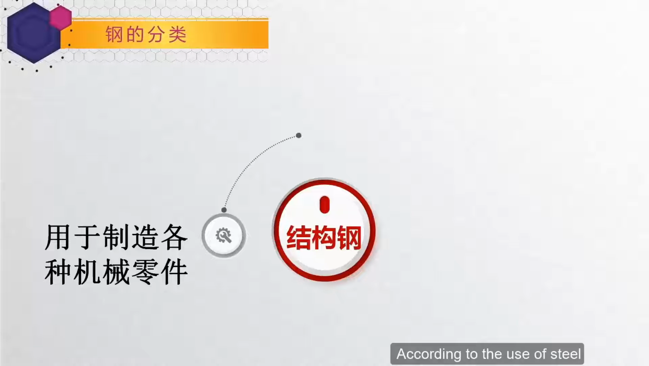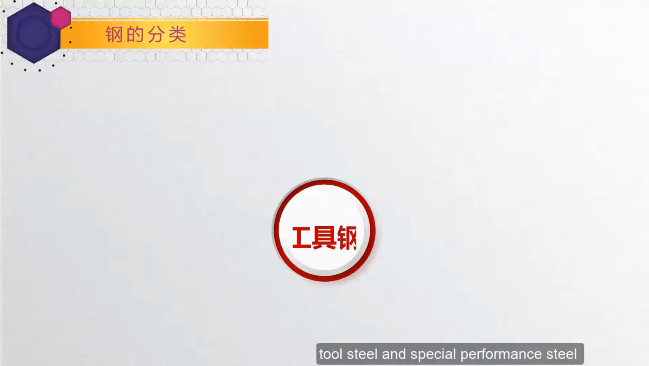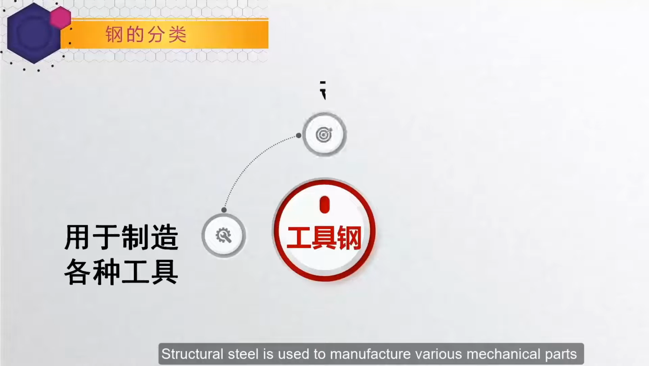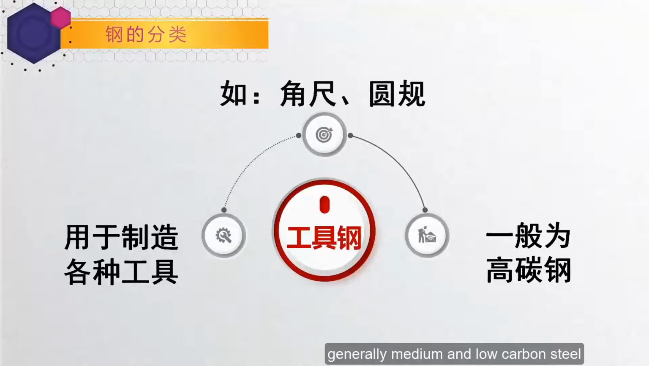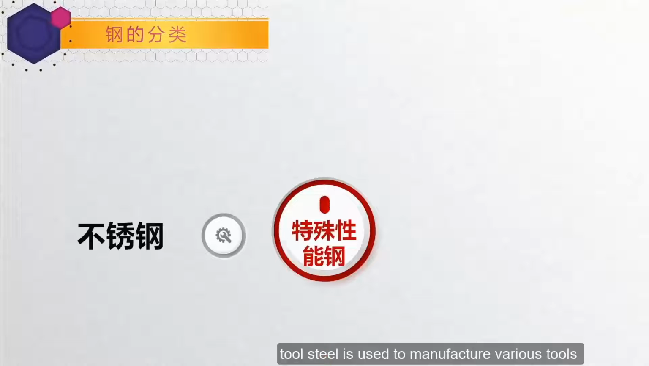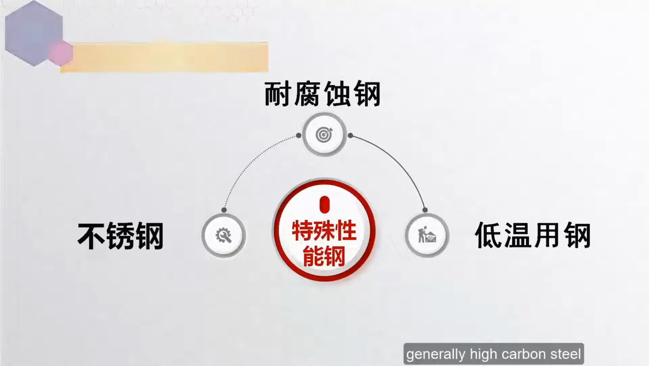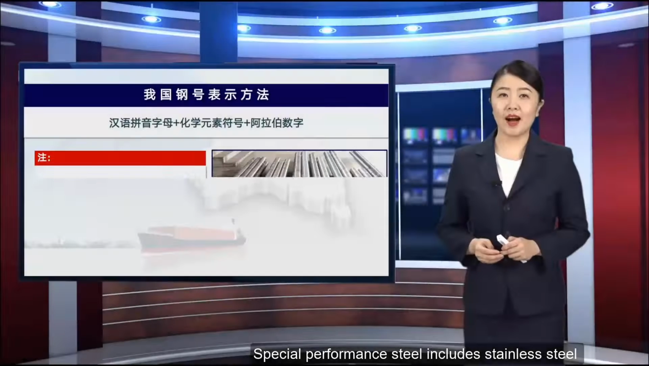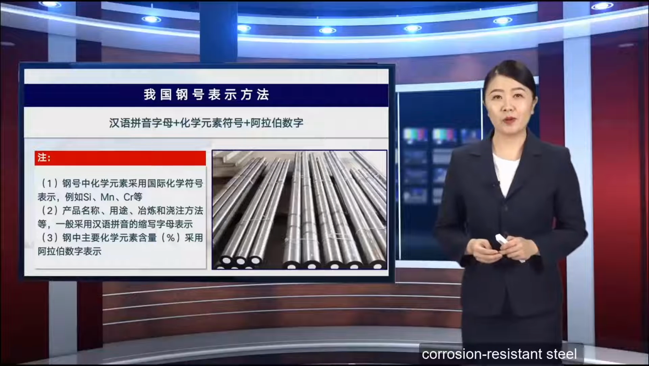0.025%. According to the use of steel, steel is divided into structural steel, tool steel and special performance steel. Structural steel is used to manufacture various mechanical parts and engineering components, generally medium and low carbon steel. Tool steel is used to manufacture various tools, such as squares, compasses, etc., generally high carbon steel. Special performance steel includes stainless steel, corrosion-resistant steel, low-temperature steel, etc.